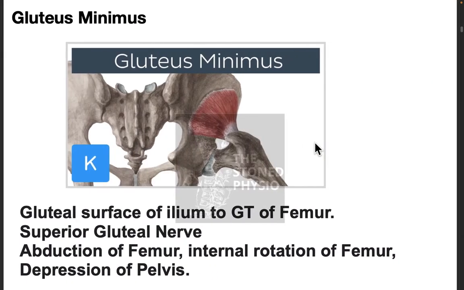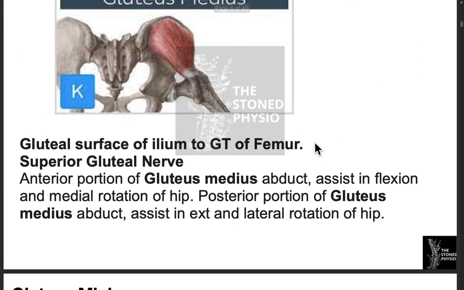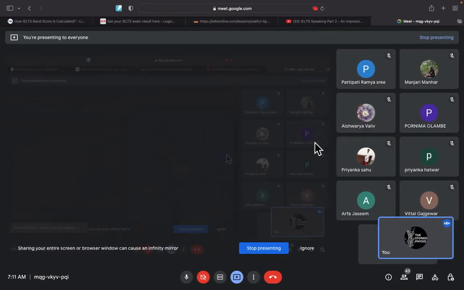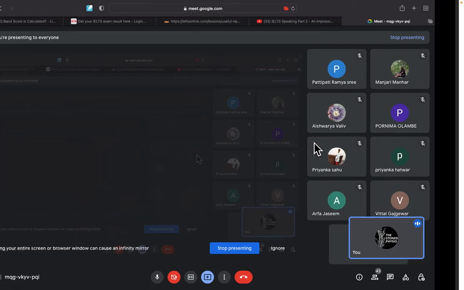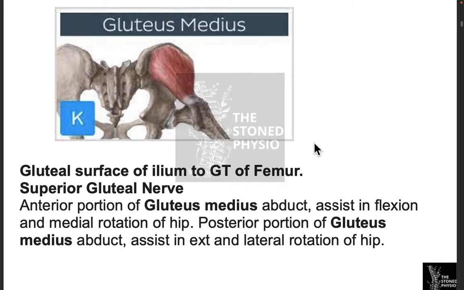Now the thing is that I've talked about this in the Trendelenburg sign. Should I talk about it again? The significance of gluteus medius in the Trendelenburg sign, or should I move on? Will it be clear to everyone that day? Okay, look, let's discuss it a little once.